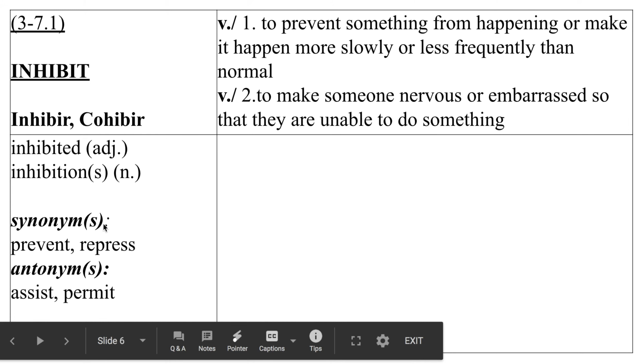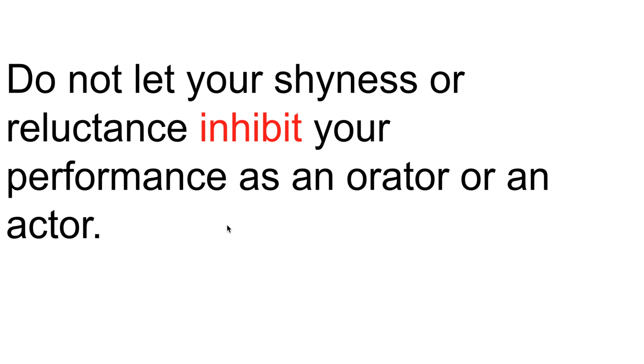Here is a sentence with inhibit. Do not let your shyness or reluctance inhibit your performance as an orator or an actor. This is the structure of inhibit plus a noun. So that's related to the second definition, actually. I guess the second definition can also be used with the noun sometimes. But again, you can do it with from. Something inhibits you from doing something.